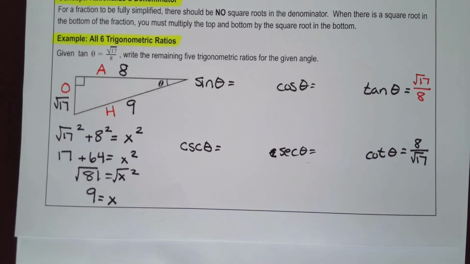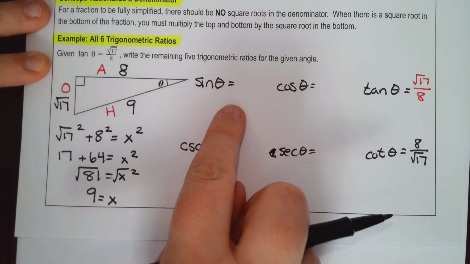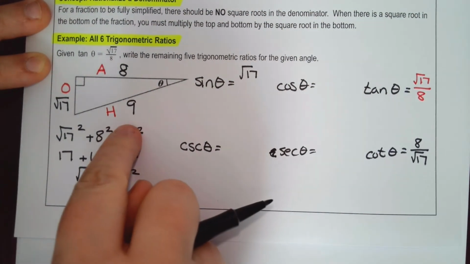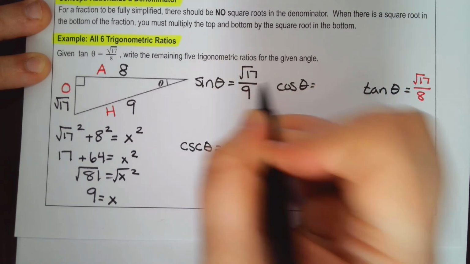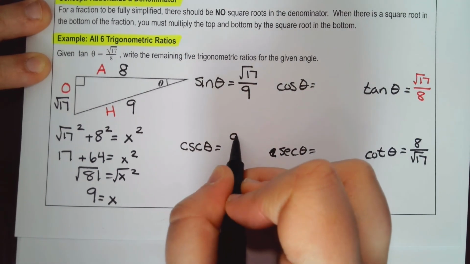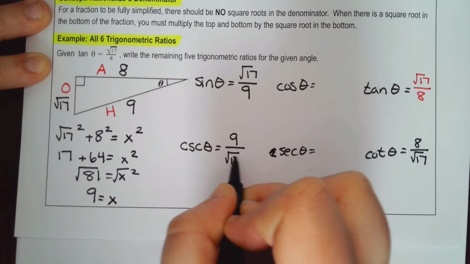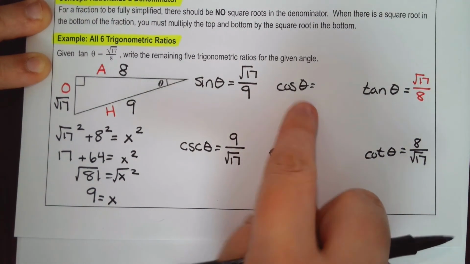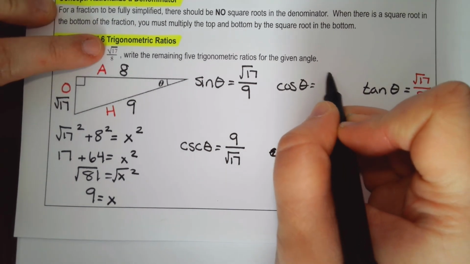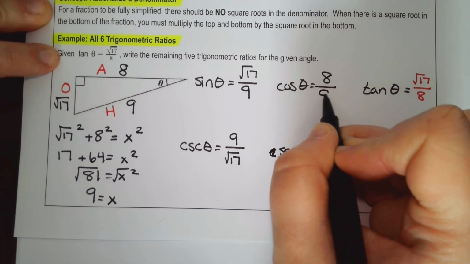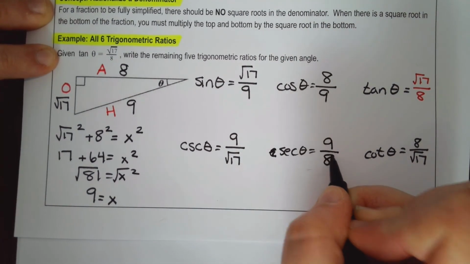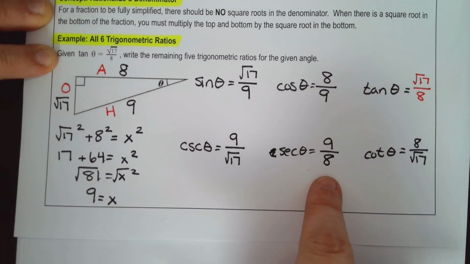So now it's time to find the rest of our trig ratios. So sine theta, opposite, which is root 17, over the hypotenuse, which is 9. So now flip it, 9 over square root 17. Again, we will fix this at the end. Cosine is adjacent, which is 8, over the hypotenuse, which is 9. And then secant is the flip, 9 over 8. Awesome, we don't have to fix secant.